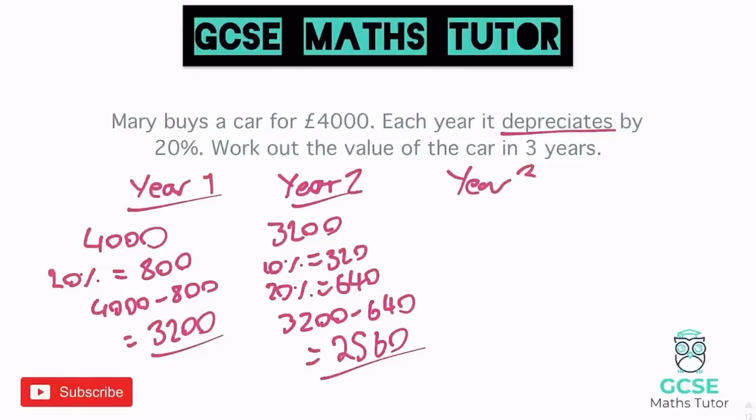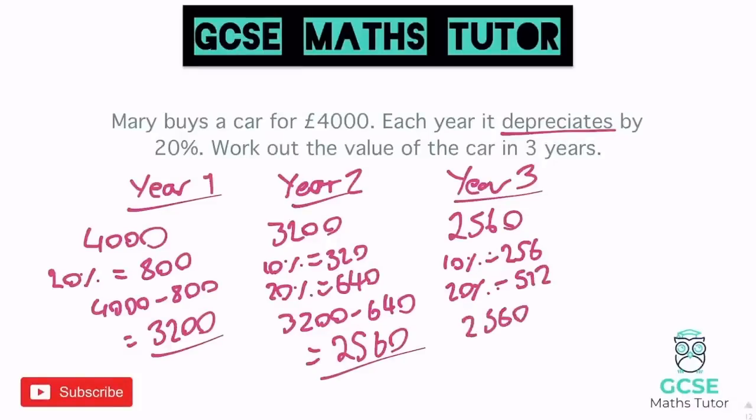And we can finish this off, or I should have said year 2, we can finish this off on year 3. So our value is 2,560. 10% of that is 256. So 20% will be 512, and then we can subtract 512. So 2,560 take away 512 leaves us with a final value there of 2,048 pounds, and that'd be our final answer.